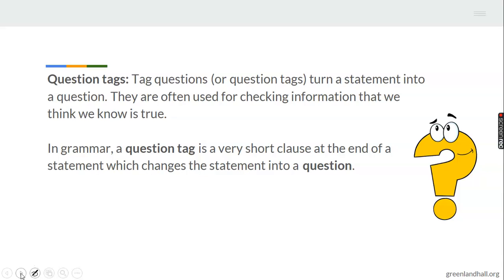Tag question or question tag, they turn statements into a question. That is what they are. Question tags usually turn statements. So you have a statement that will later transcend into a question. For example, there is a statement, a foundation or a root statement that leads to question. That is why we call it question tag. It is the end of that other sentence, or what the statement has been translated to, that we refer to as question tag. And they are often used for checking information that we think we know is true.